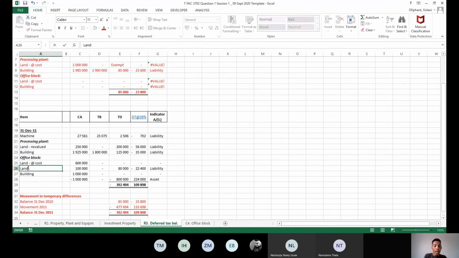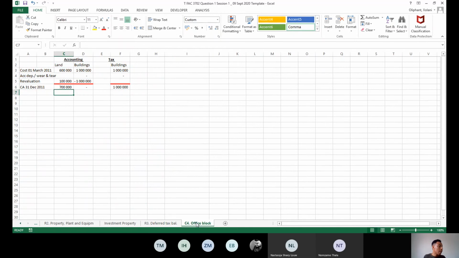So we say land revalued amount, it's going to be 100,000. But then remember, we need to show the manner of recovery. The manner of recovery for the value above the cost of the land will be through sale. So we need to reflect it at the CGT inclusion rate. So that would have been a liability. Fine. Now we're done with land.